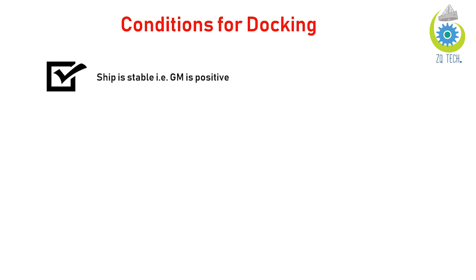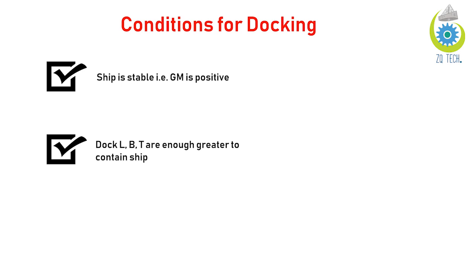Conditions for docking. The following conditions must be met before doing the docking. The ship is stable and GM is positive. I know that you people know about the GM. GM is basically the metacentric height and it is an important criterion for the stability of the ship. Without stability, we cannot dock the ship. Dock length, beam, and draft are great enough to contain the ship.